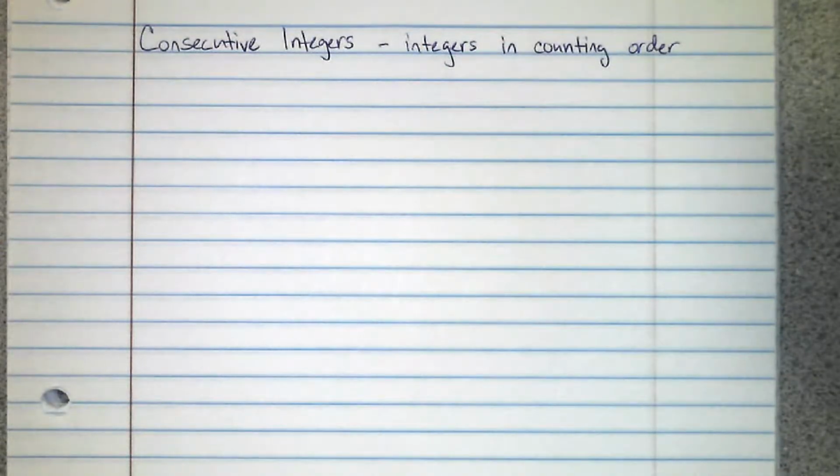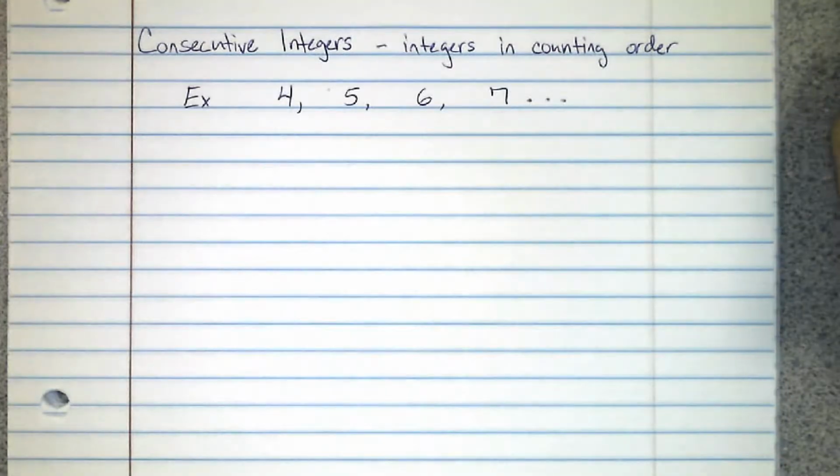Okay, so the next thing we need to talk about are consecutive integers. Consecutive integers are integers in counting order. Now, I'm sure that most of you can count consecutive integers without any issue. 4, 5, 6, 7, 8, 9, and so forth. But I'm also going to show you how to count integers, consecutive integers, using symbols.